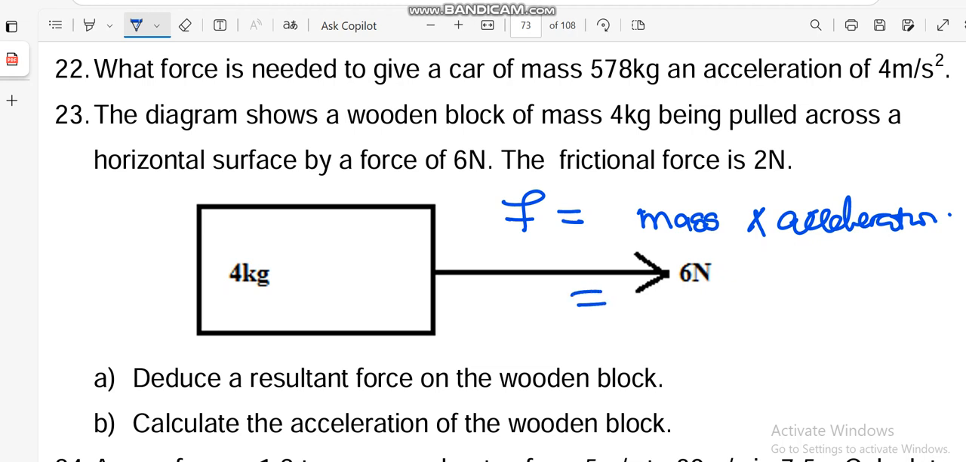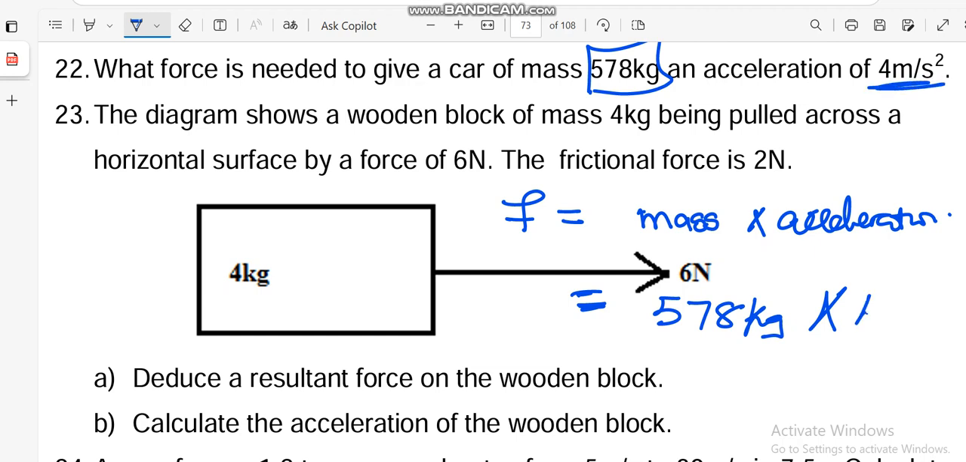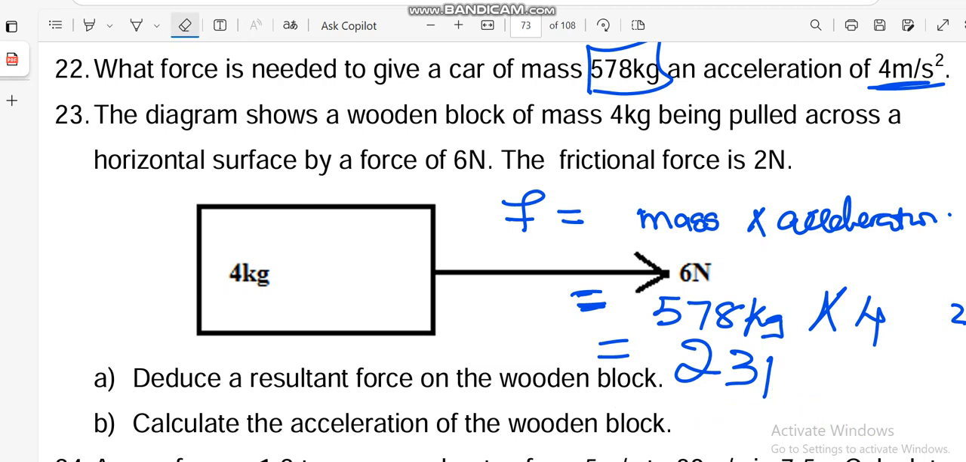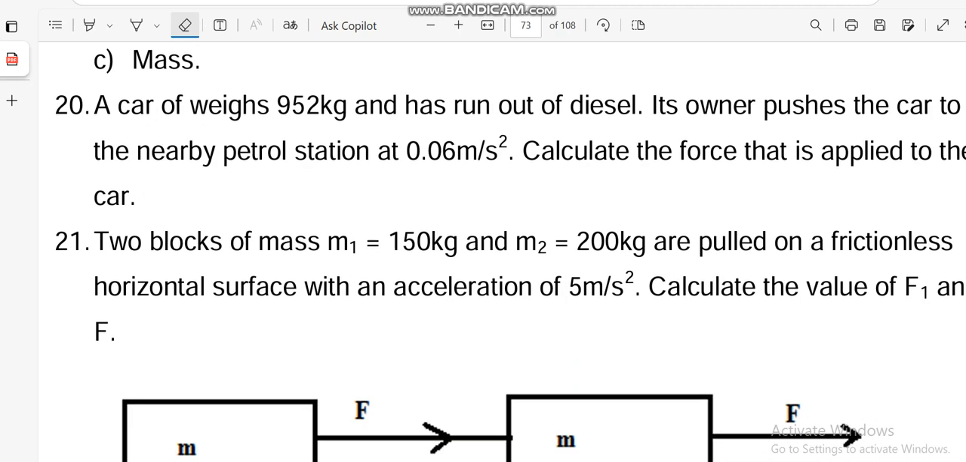What is the mass given? The mass given is 578 kg, times the acceleration, which is 4 meters per square second. As a result, the force is 2312 newton, because force is measured in newton. So this was supposed to be the correct answer for number 22. Let us now go to number 23.